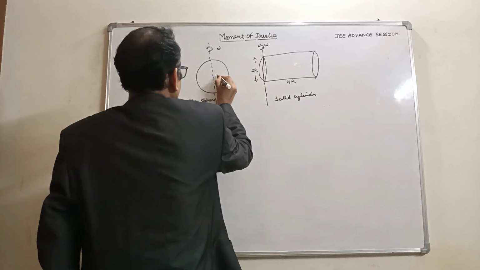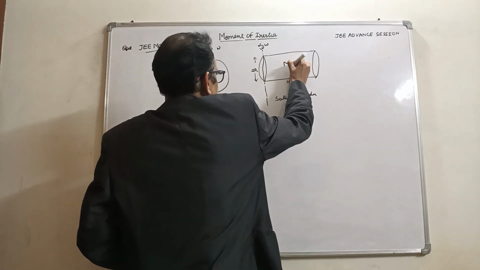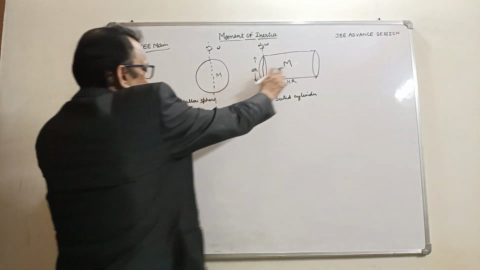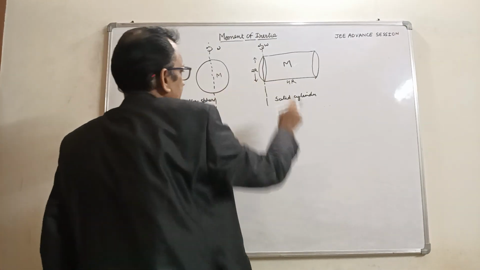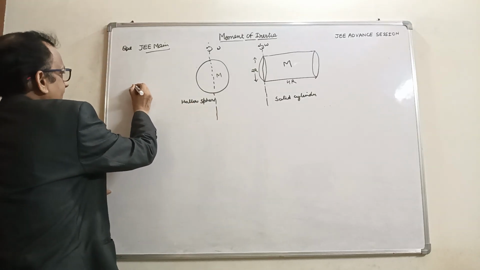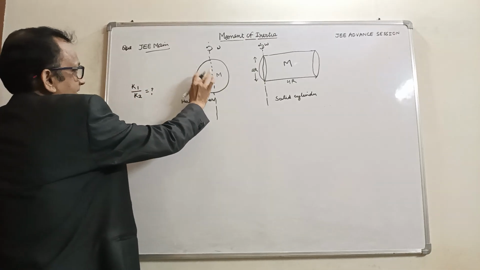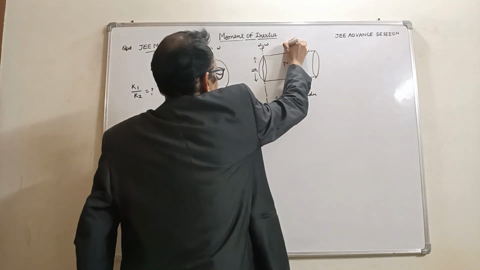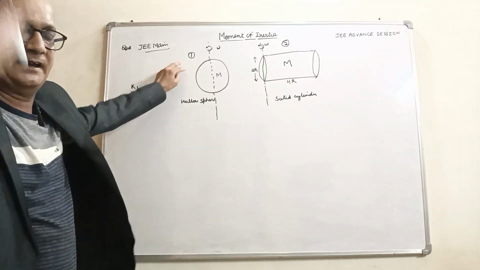And here given the mass of the hollow sphere is m, and also the mass of the solid cylinder is m. So mass for both cases are same. So we have to find here the ratio of radius of gyration. This scenario and this scenario. This is suppose first scenario, this is second scenario.